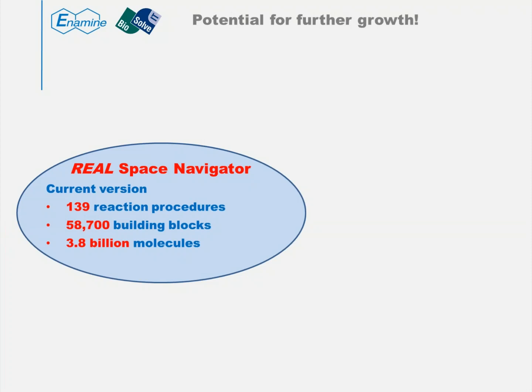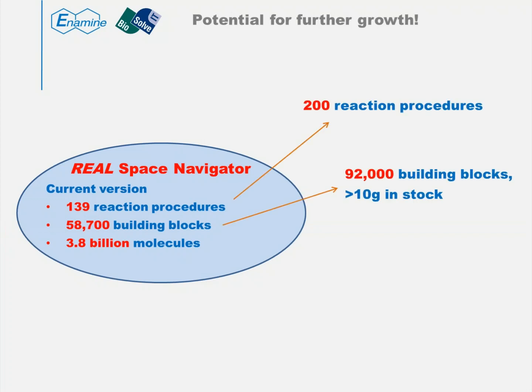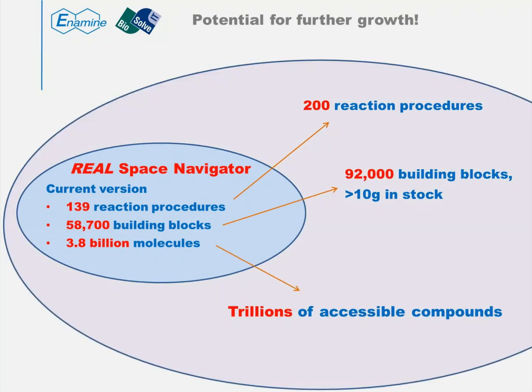Next. Okay, and because we have so many reaction procedures to validate and include, we're expecting even further growth of the Navigator, and maybe in version number 3 we will have 5 to 10 billion molecules to present to you. And it's possible, Franca? It's possible because we have around 200 reaction procedures and, as I mentioned, 92,000 building blocks in substantial quantities in stock. Yeah. Maybe trillions will be accessible soon.